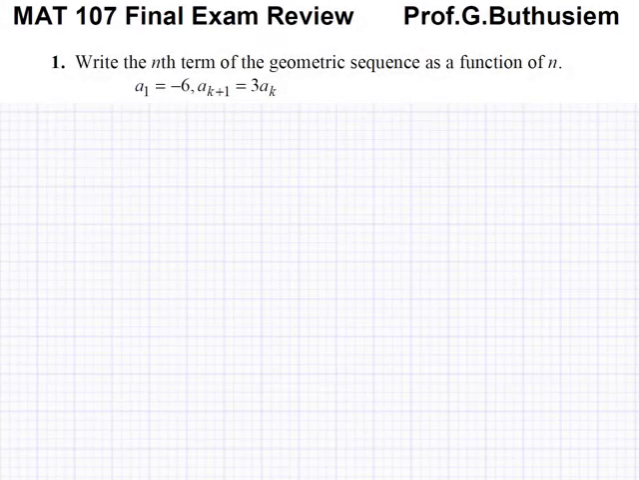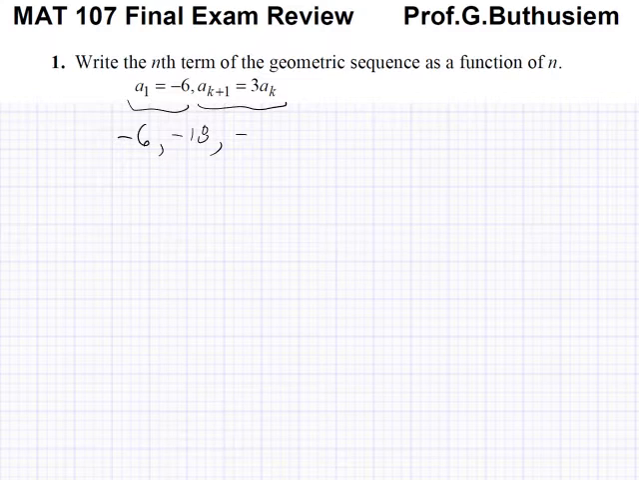All right, so for the geometric series where we know the first term is a sub 1 and each term is found by 3 times the previous, you could see we would have -6, then -18, and then times another 3 would give us negative, what's that going to be? 54, then negative 162, etc.